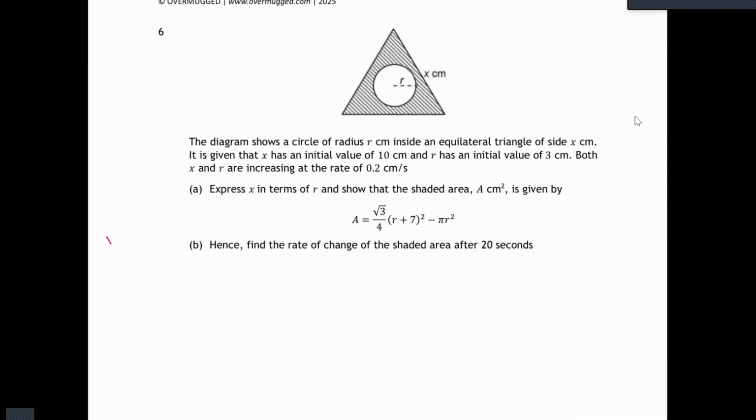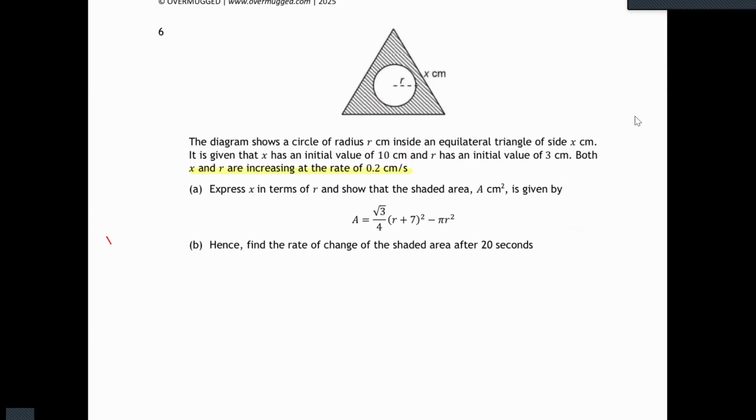So for 6, there is a circle in an equilateral triangle. Then they say that both the circle and the equilateral triangle, the radius and the side of the equilateral triangle, are increasing at the same rate of 0.2 cm per second. The side is called x for the equilateral triangle. The radius of the circle is called r. The initial value of x is 10 cm. The initial value of r is 3 cm. And x and r are changing at the same rate. They are both increasing by 0.2 cm per second.